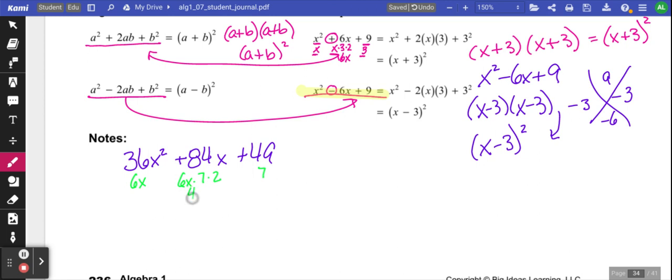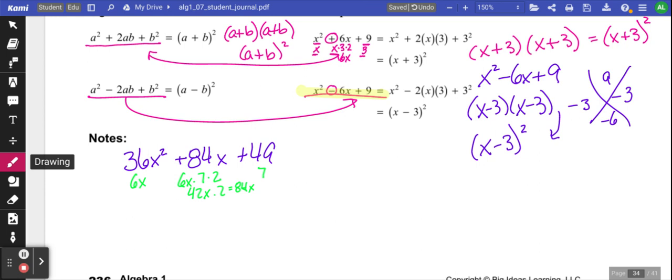Okay, 6 times 7 is 42, and then times 2 would be 84x. So this is a perfect square trinomial. You don't really have to do this step, especially in the homework where you know everything. All the trinomials are going to be perfect square trinomials.